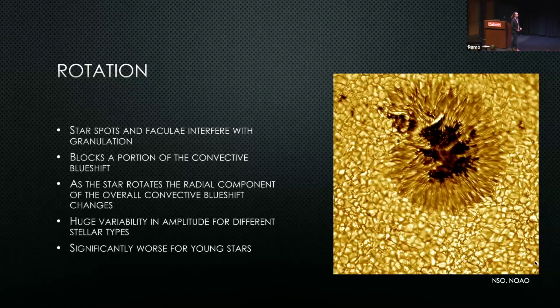Rotation is a big one. So this manifests due to star spots and faculae as they rotate across the surface of the star. That tends to block or decrease the convective blue shift in regions of the star. And of course, part of the limb of the star is coming towards you, part of it's going away. So as you change that, the mean velocity of the lines appears to change. I'll go into a little bit more detail on that later.